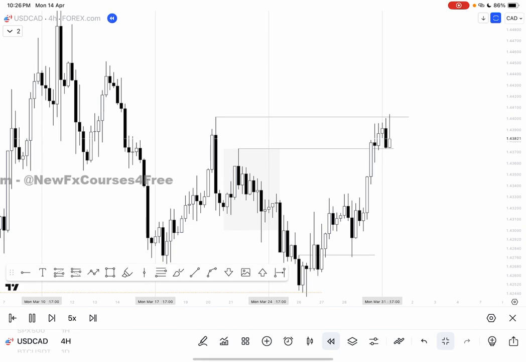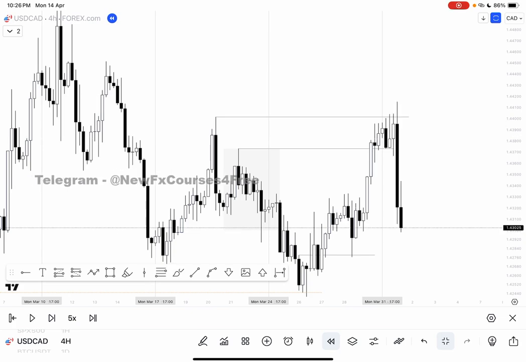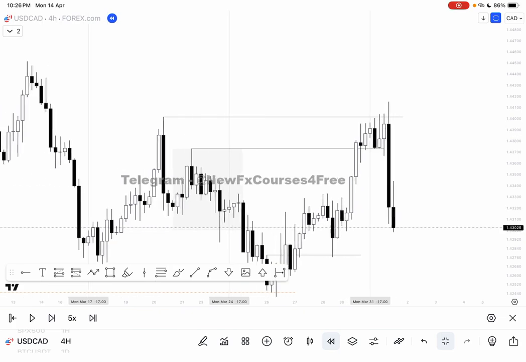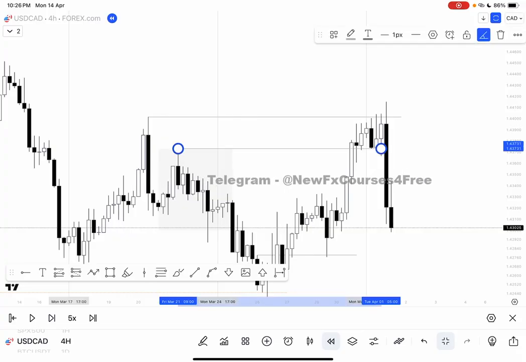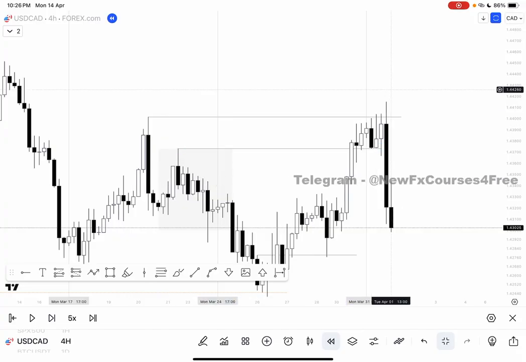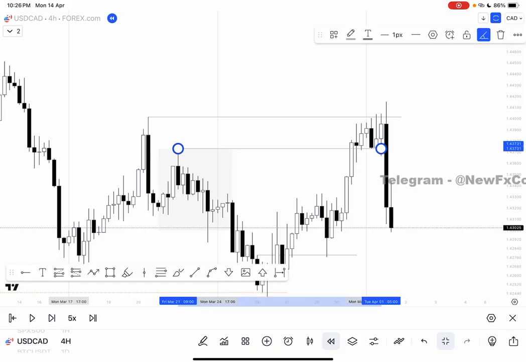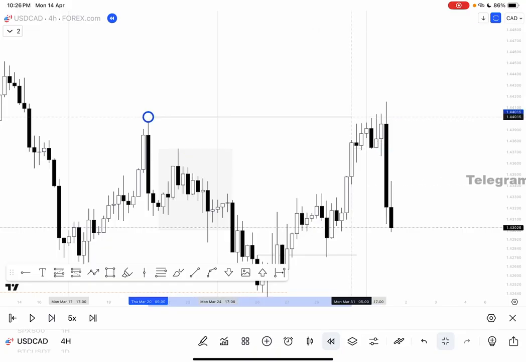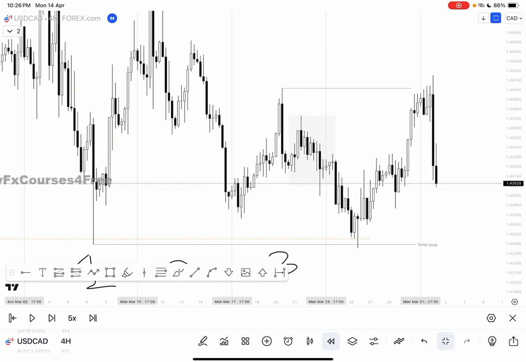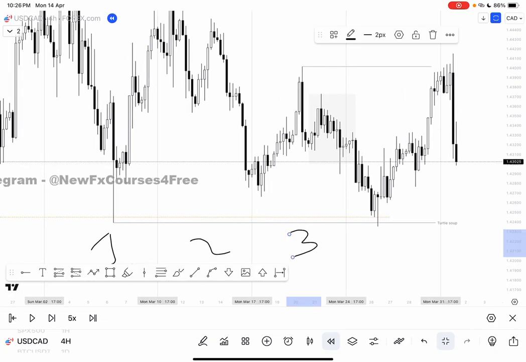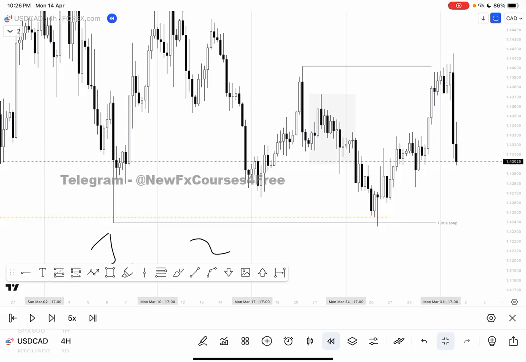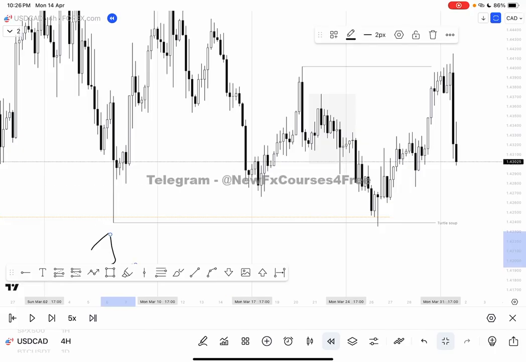So after taking our major draw on liquidity, price reversed, closing below this low. So what actually caused price to reverse? You can see why it's actually good to look at the higher time frame.